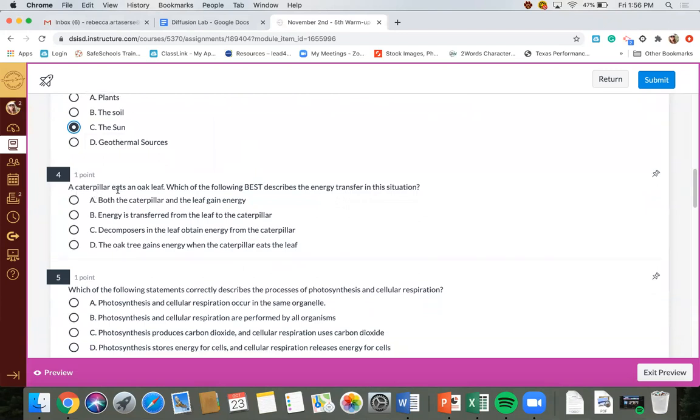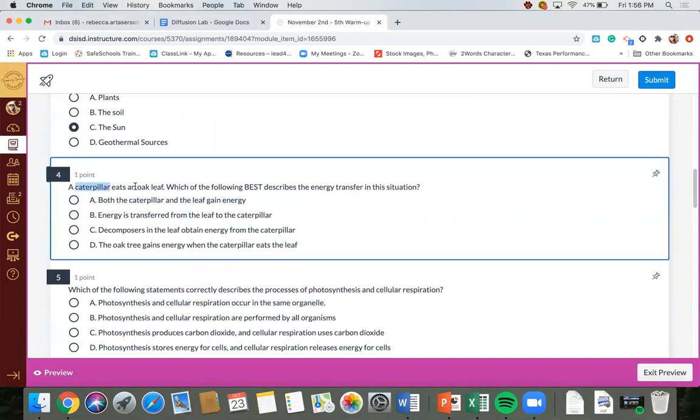4, excuse me, a caterpillar eats an oak leaf. Which of the following best describes the energy transfer in this situation? So I know it's a caterpillar, which we have an animal eating an oak leaf, which is a plant. And remember from a question previously, oak leaf, this is where photosynthesis is occurring. And so we know that plants are going to make glucose so that they can use it for cellular respiration, or they're going to store that glucose. And that's going to be passed on through our trophic levels.